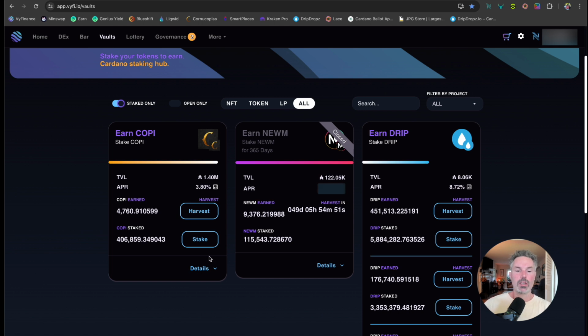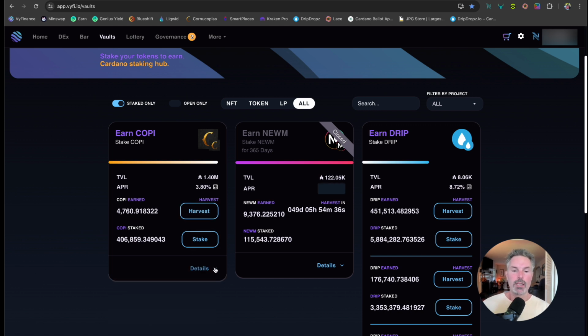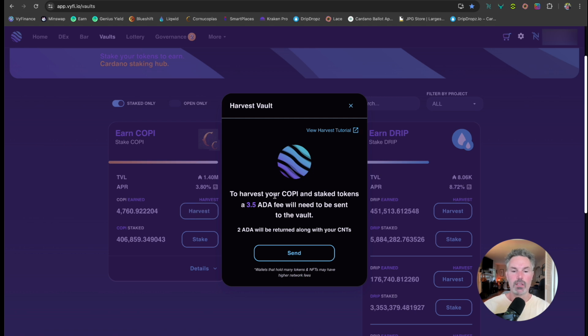You can click into the details. It shows you that there are 700,000 COPI that they are paying out. There's a harvest fee that you'll pay when we actually harvest. And what we're going to do right now in real time is relinquish and liquidate this asset. So we're going to harvest. To harvest your COPI and staked tokens, 3.5 ADA will be sent to the vault, and 2 will be returned along with your CNT. So we're going to send that. We're going to have to sign the transaction.